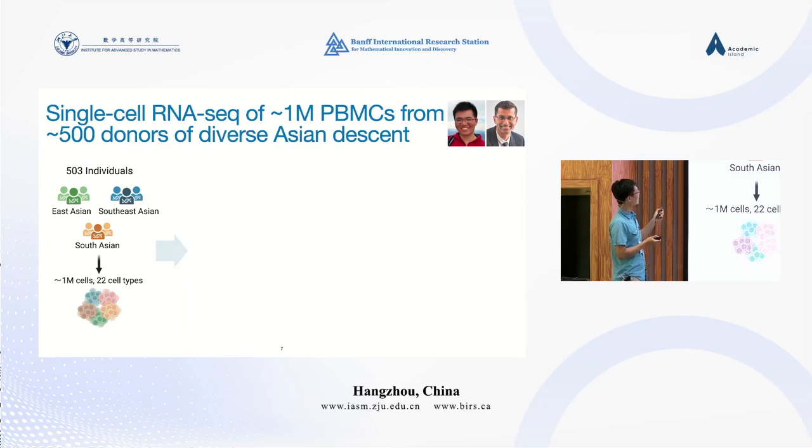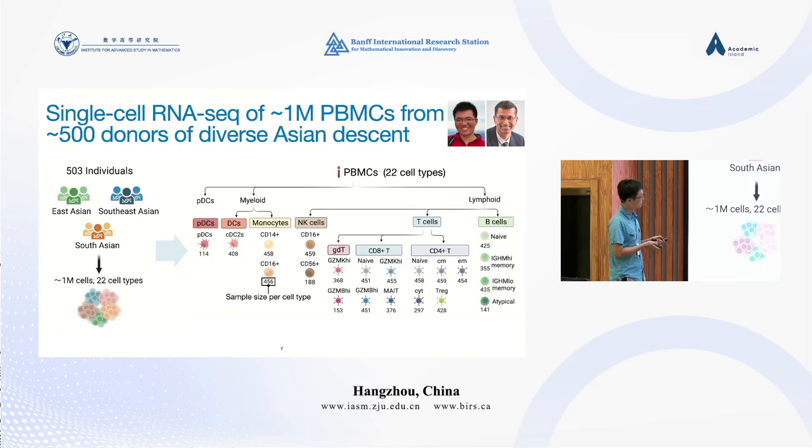So we collected this data set of 1 million PBMCs from around 500 donors of diverse Asian descent. I work in Singapore, and Singapore has 3 major ethnic groups: the Chinese, which is 70%, Malays, which is 20%, and Indians, which is about 10%. So here we can classify these cells into different cell types. Most of you would know, there's plasma DCs, dendritic cells, monocytes, natural killer cells, different types of T cells, and different types of B cells.